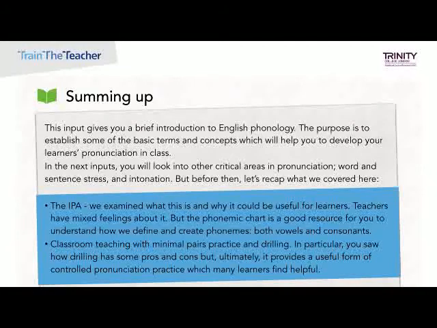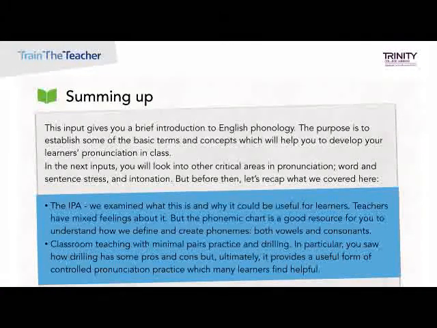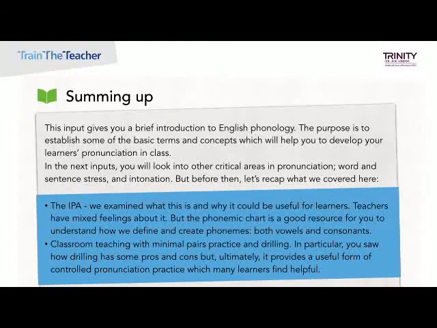This input gives you only a brief introduction to English phonology, and the purpose is to establish some of the basic terms and concepts which will help you to develop your learners' pronunciation in class. And it also gives us a common language so that we can refer to certain things in the future and be sure that you're aware of what they mean. So in the next inputs, you'll look into other, perhaps more critical areas of pronunciation. For example, word and sentence stress and intonation. But before then, let's recap what we covered here.